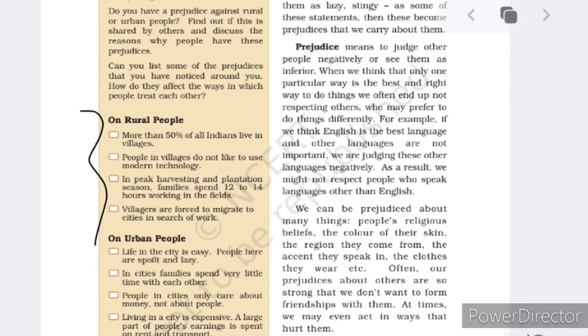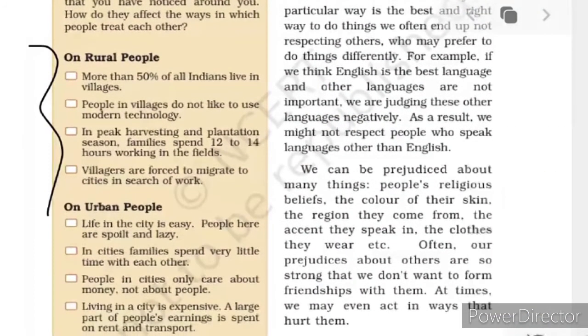In cities, people spend very little time with each other. People in the cities only care about money, not about people. Living in a city is expensive. A large part of people's earnings is spent on rent and transport.